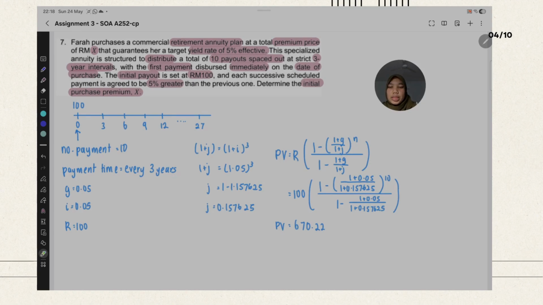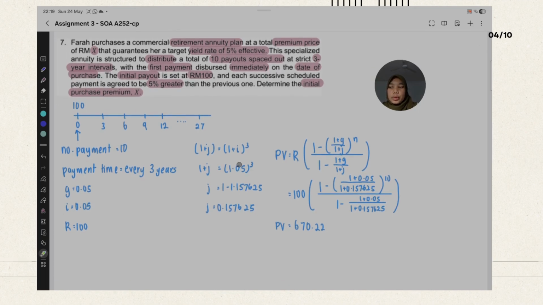So in order to fix this, we have to calculate an equivalent 3-year effective interest rate, which will be defined as J. By setting up the equivalence equation, 1 plus J is equal to (1 plus i) to the power of 3, and substituting our 5% annual rate, we find that the 3-year period rate J is equal to 0.157625. So this rate represents the actual interest accrued between each individual payment interval.